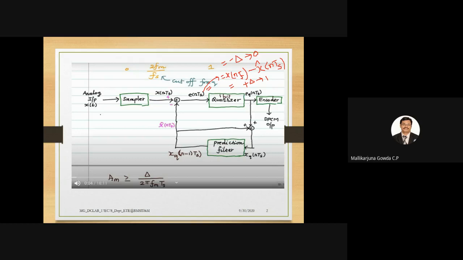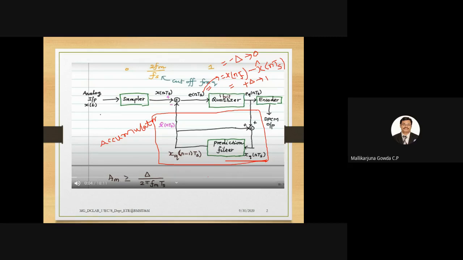Together, this complete block, whatever is there in the feedback, we call an accumulator. So this is the accumulator, or we say predictor.